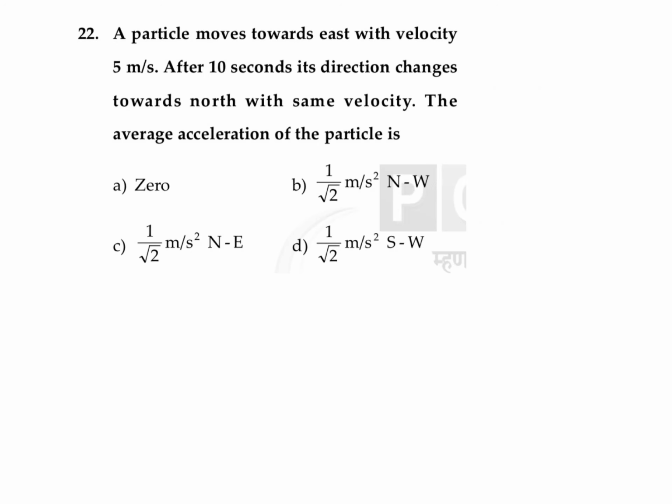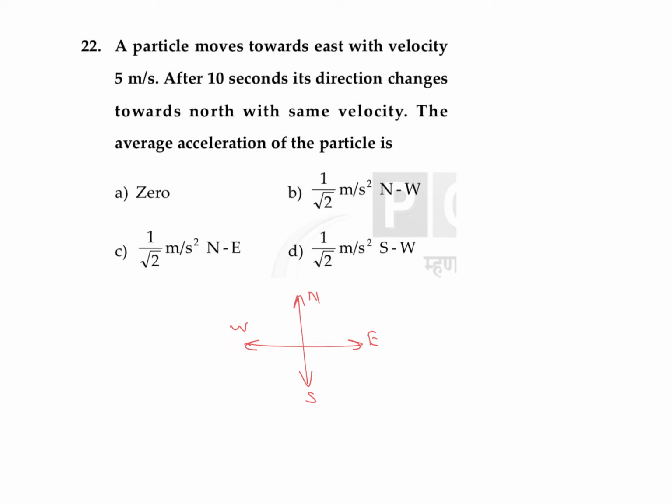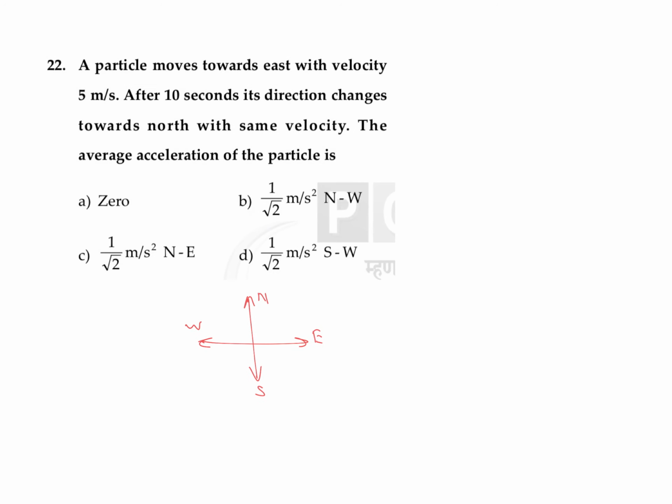A particle moves towards east with a velocity 5 meter per second. So normally we'll take this direction as north, this is south, this is east and this is west. So a particle moves towards east with a velocity 5 meter per second. Initially the particle was moving along this direction with a velocity 5 meter per second.